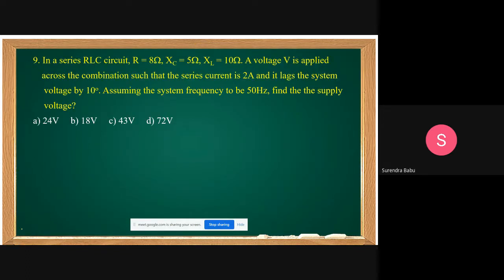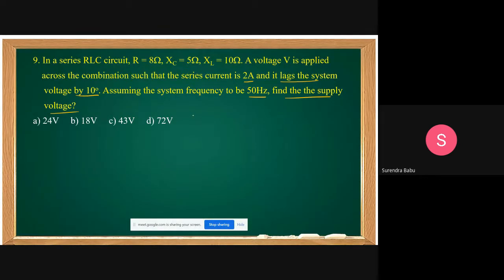Next. In a series RLC circuit, an important model: R equal to 8 ohms, XC equal to 5 ohms, XL equal to 10 ohms. A voltage V is applied across the combination such that the series current is 2 amperes and it lags the voltage by 10 degrees. Very important: given that the current is lagging, don't directly apply the formula square root of VR square plus VL minus VC whole square, because that assumes I is the reference, I at angle of 0 degrees. But here the current is already lagging by 10 degrees. Assuming the system frequency to be 50 hertz, find the supply voltage.